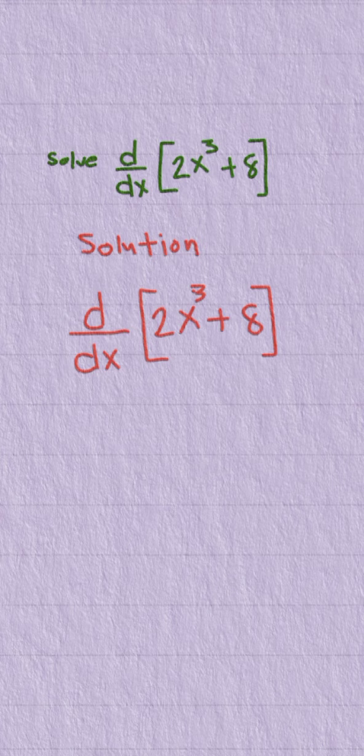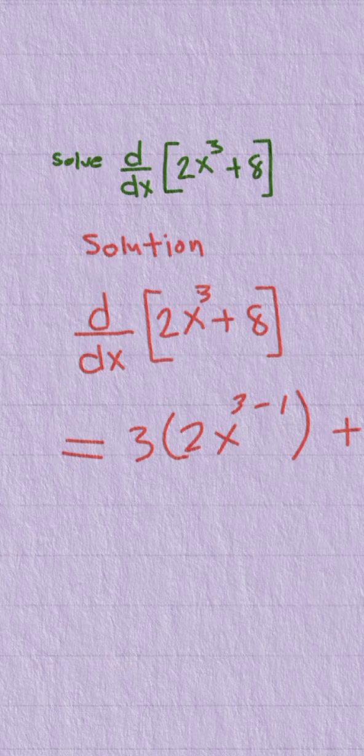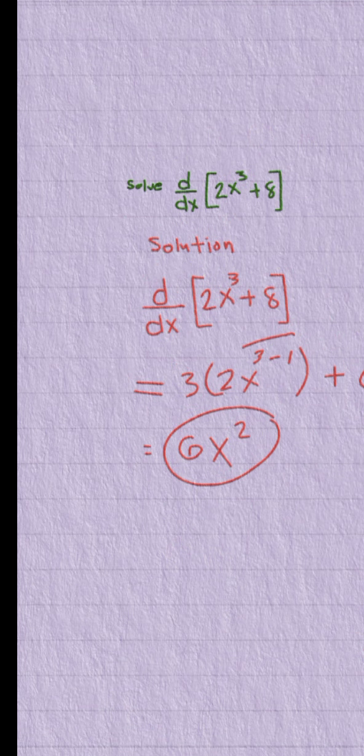Okay, so how to do that one? First, the derivation of 2x cubed. I will show you the solution. So 3 times 2x to the power of 3 minus 1. Then this one, the constant 8, that is 0. Okay, now let's continue. 3 times 2, that is 6. Then copy x, 3 minus 1, that is 2. And 6x squared is our final answer.